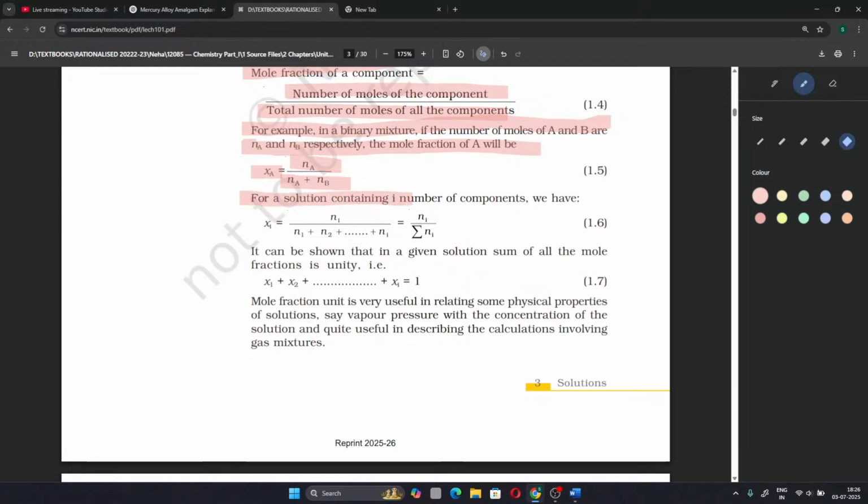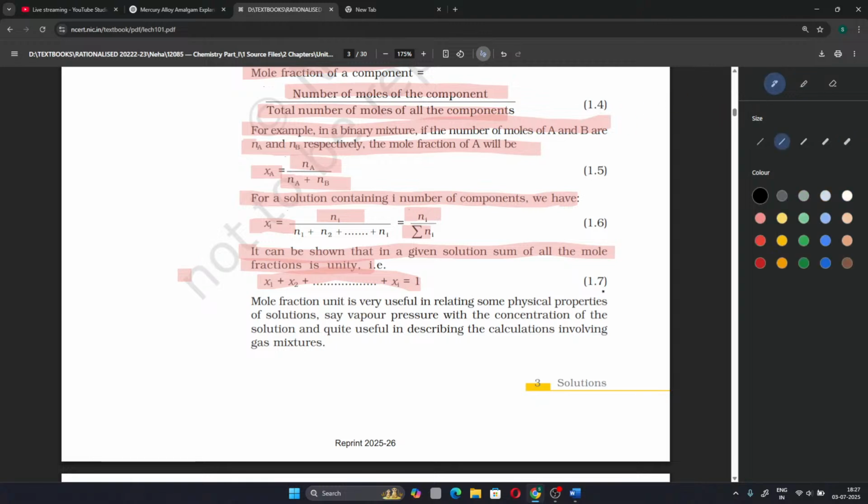For a solution containing i number of components, we have chi 1 equals N1 by N1 plus N2 plus and so on till Ni, which we can represent as N1 by summation Ni. It can be shown that in a given solution, the sum of all the mole fractions is equal to 1. All the mole fractions, if we add, will be equal to 1, because they are all fractions of the molecules.